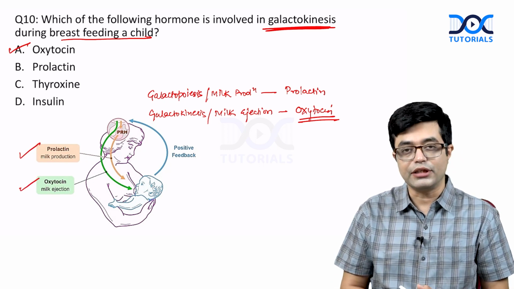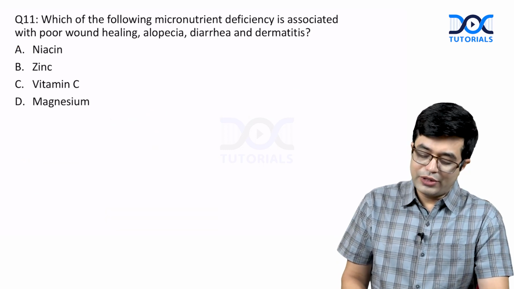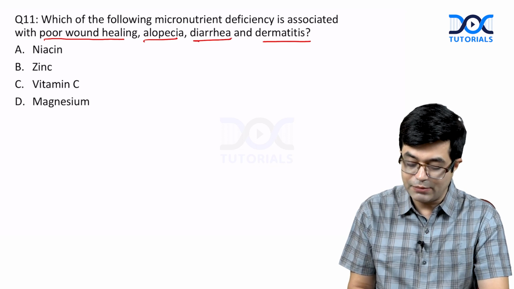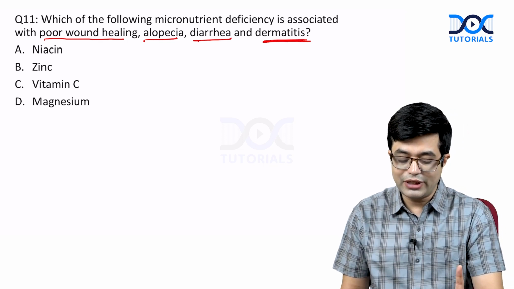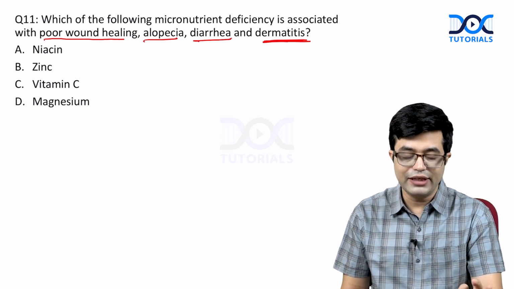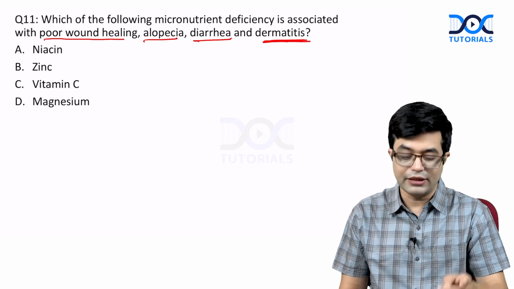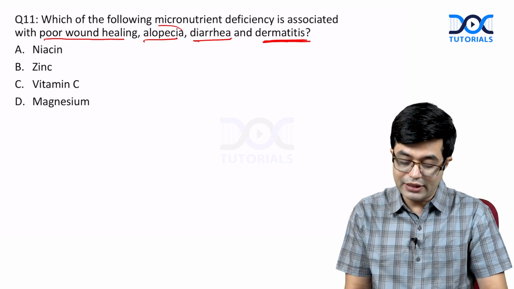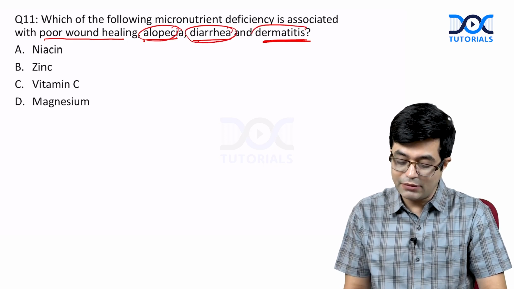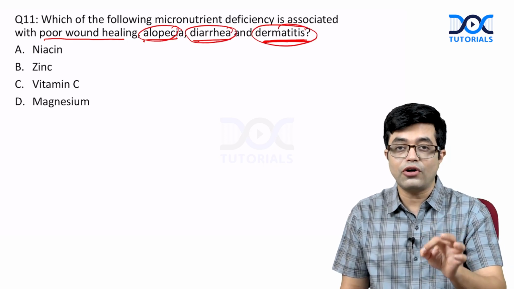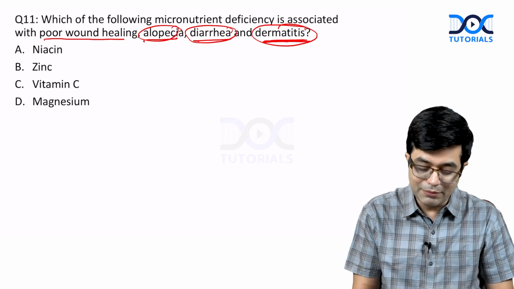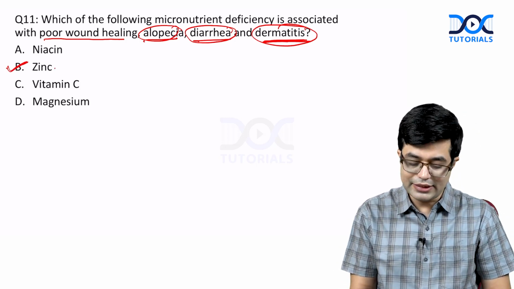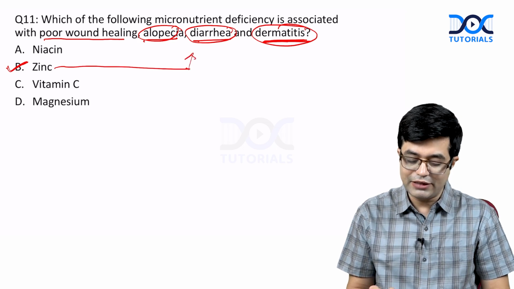Which of the following micronutrient deficiency is associated with poor wound healing, alopecia, diarrhea, and dermatitis, that is rash? As soon as some people read poor wound healing, they started thinking of vitamin C. No. Wound healing with bleeding gums is vitamin C. Poor wound healing with alopecia, diarrhea, and dermatitis is indicating loss of epithelial integrity, typically produced in patients with zinc deficiency. Remember that zinc deficiency can have these manifestations.